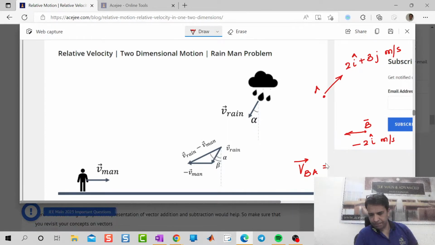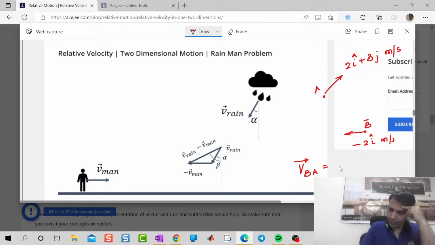What will be the relative velocity of B with respect to A? What will A say? With what speed is B moving? How will A see it? Anyone can answer. Doesn't have to be Chavi. So minus 4 i cap minus 3 j cap.